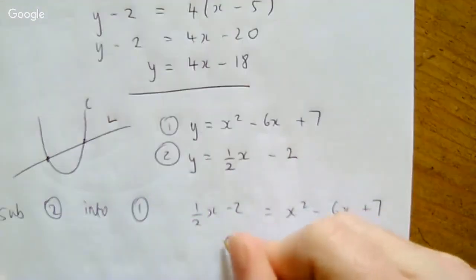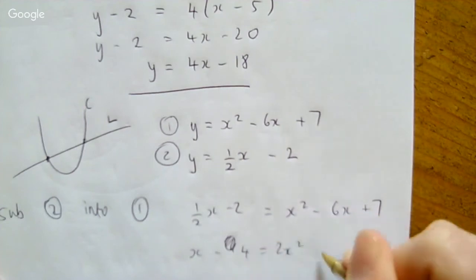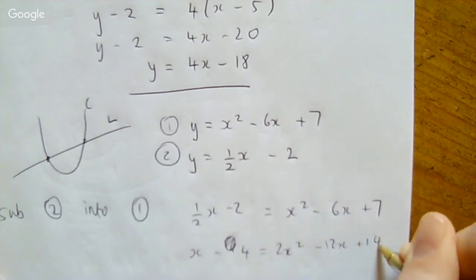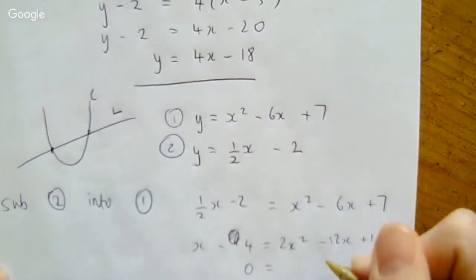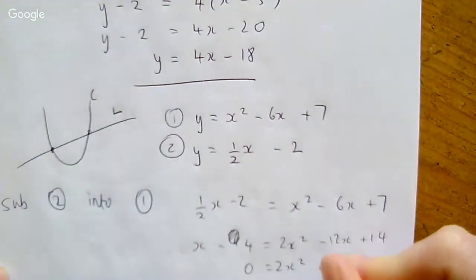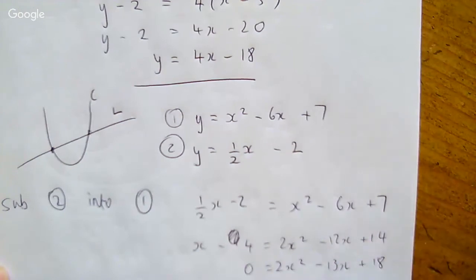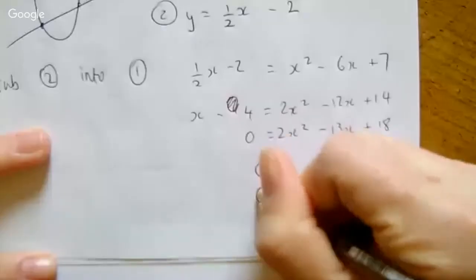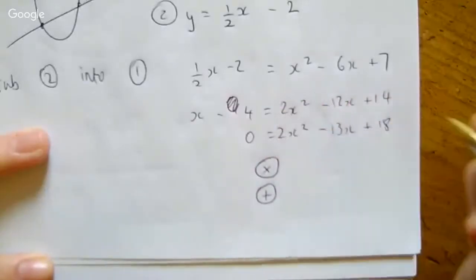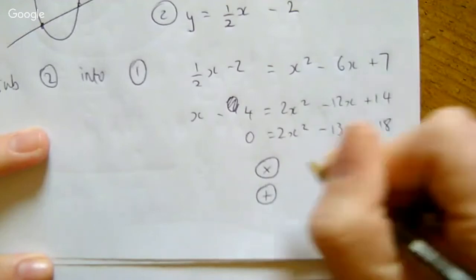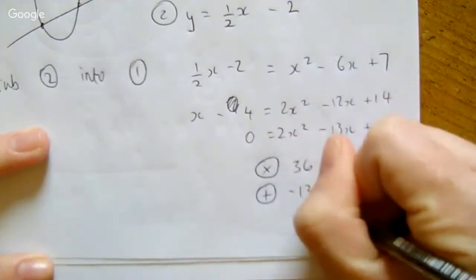Before I do it, actually, I'm going to double everything, because I don't like this half x. So I'm going to get x minus 4 is equal to 2x squared minus 12x plus 14. And then I'm going to turn everything onto one side. So I'm going to get 2x squared minus 13x and then plus 18 equals 0. Okay, so from there, I now need to factorize yet again. So it's really important you can factorize quickly when it comes to C1. So 2 times 18 is, what's that, 36? And then minus 13 there.